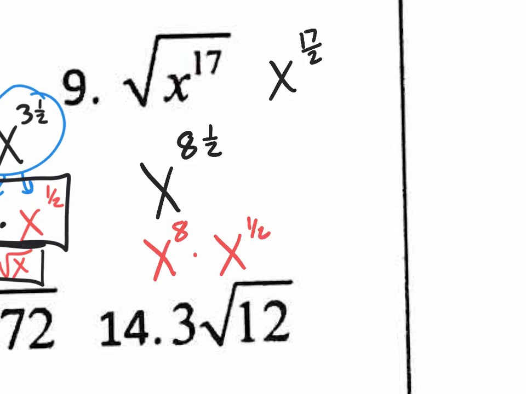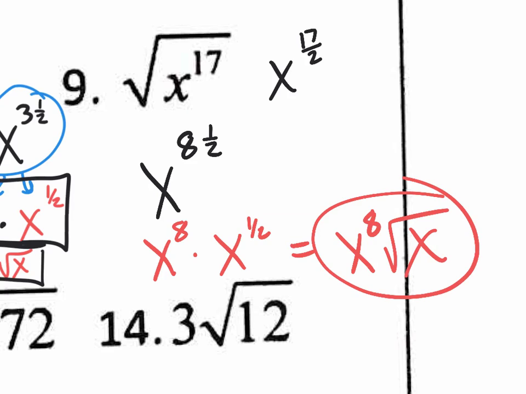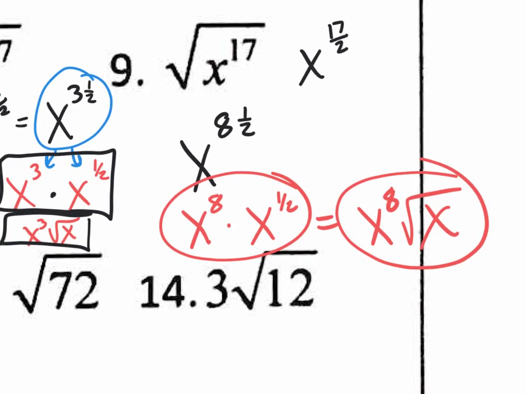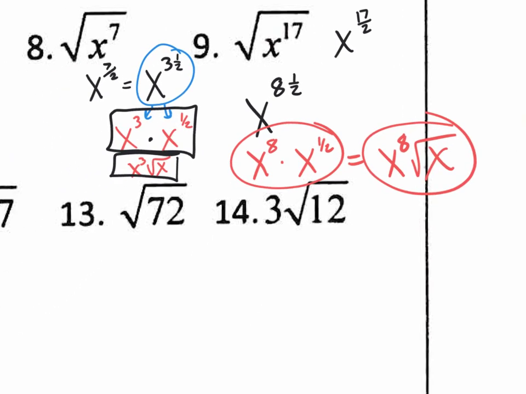Now, if they said write it in exponential form, that's your answer right there. Now, if you see on a multiple choice that you have radicals, so what's our answer going to be in radical form? X to the 8th times square root of x. So this is good, but it all depends on what answer is shown to you or what they're asking you for, in exponential form or in radical form.